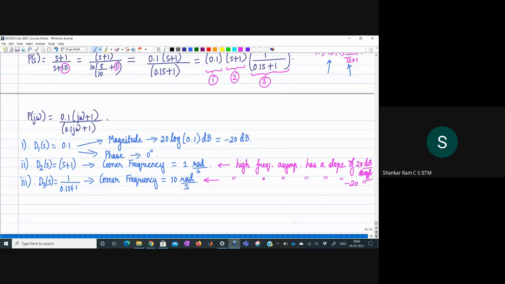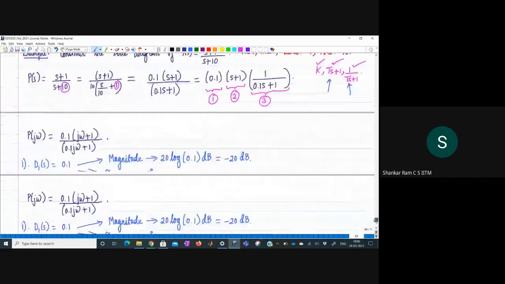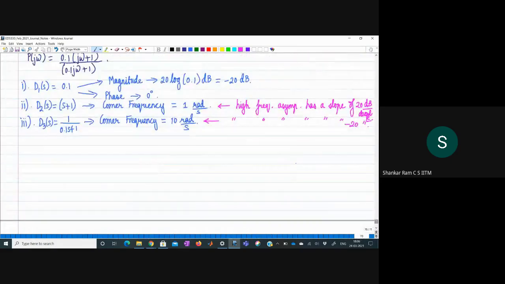Now, if we want to plot the Bode plot, when I want you to plot it using pen and paper, you can just plot the asymptotes. That's fine. So let us plot the Bode plot of the three factors, and then we will see what we get out.